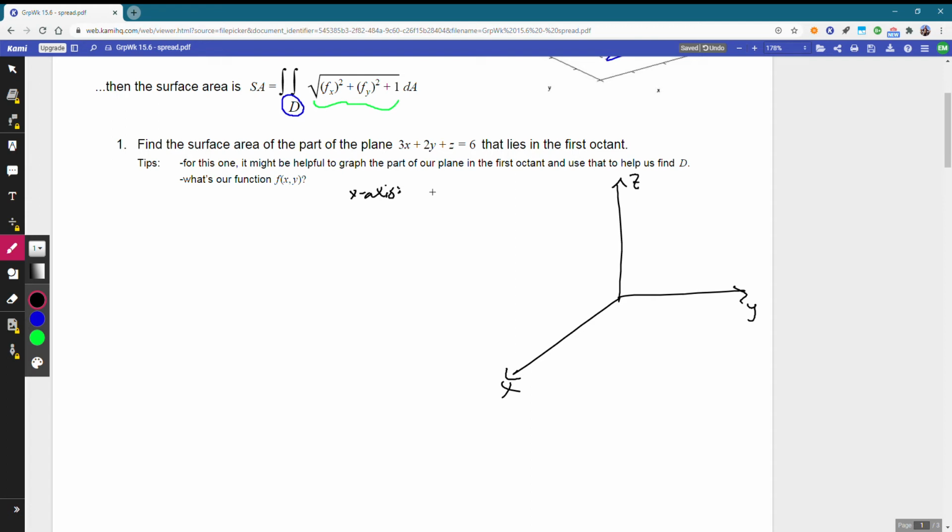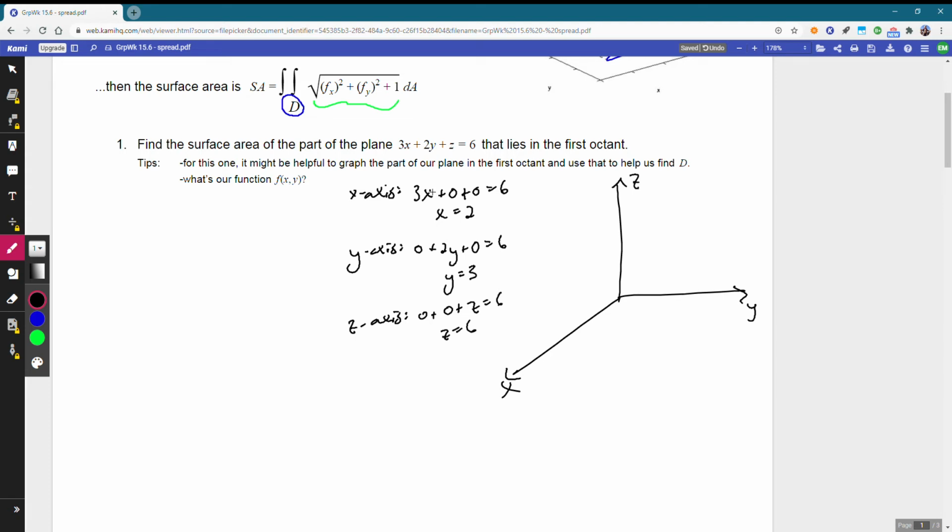On the x-axis, y and z will be 0, so we'll have 3x plus 0 equals 6, so x equals 2. On the y-axis, x and z will be 0, so we'll have 0 plus 2y plus 0 equals 6, so y equals 3. And the intercept on the z-axis will be where x and y are both 0, so we'll have 0 plus z equals 6, and so z equals 6 there.